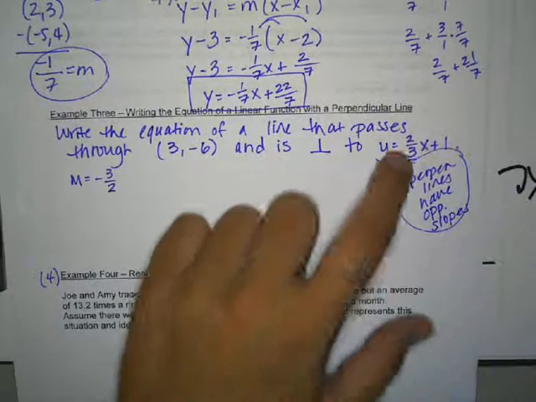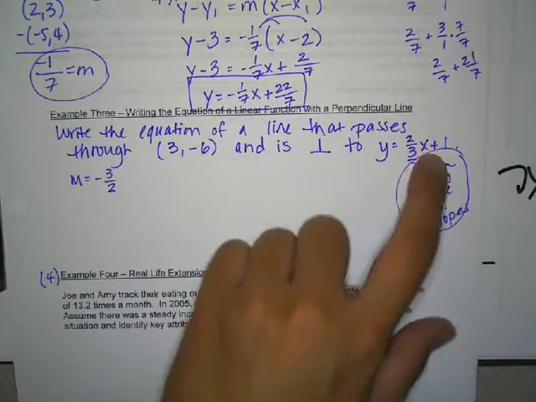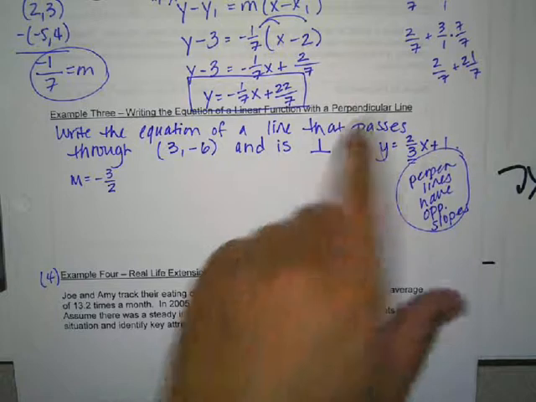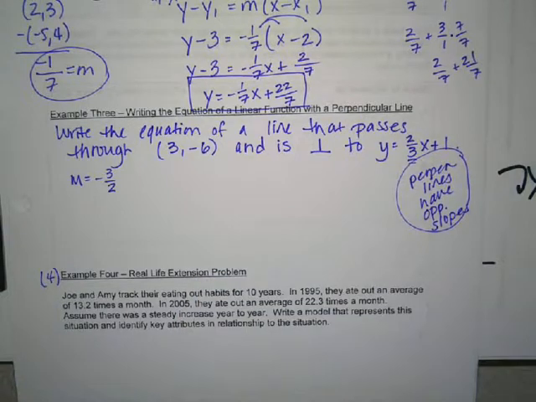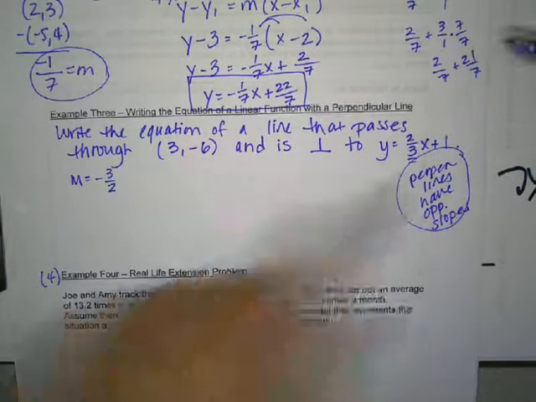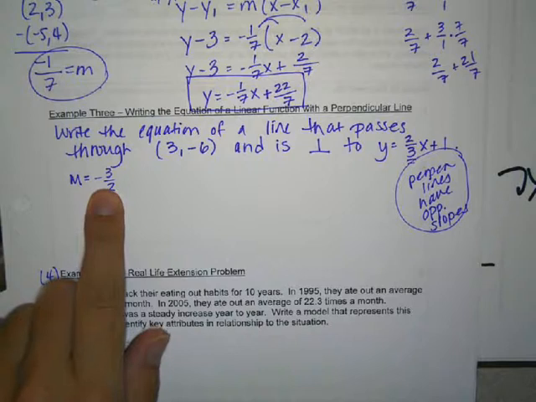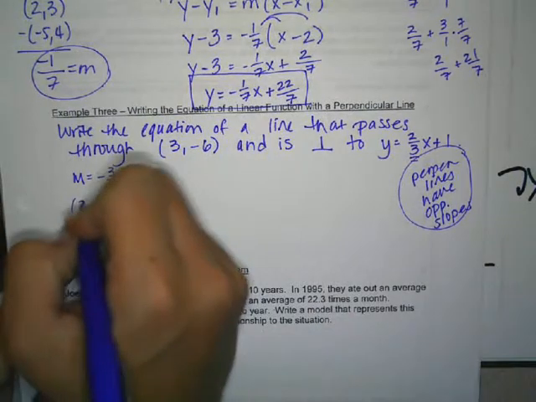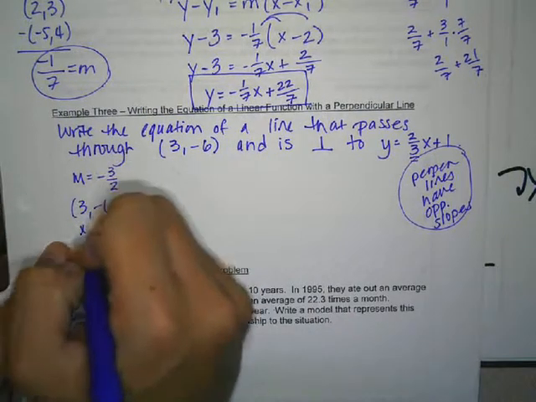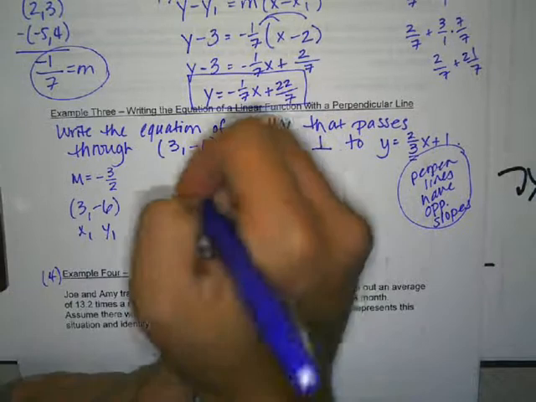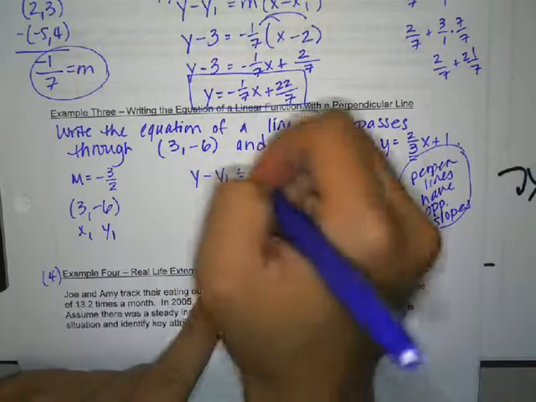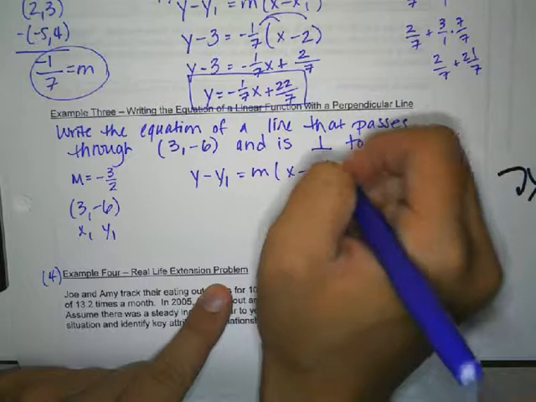Keep in mind, we don't even care about that y-intercept. That does nothing for me. I'm just using this line to find my slope because I know my line is perpendicular to this one. Okay, so I write down the perpendicular slope of -3/2, and then I'm going to use the point (3, -6) as my x1, y1. And then it's setting it up again into the point slope form.